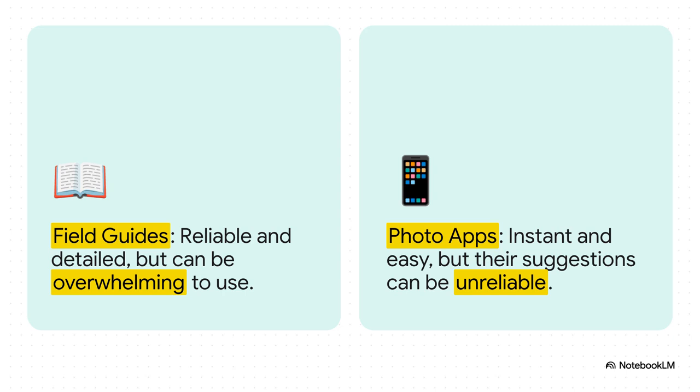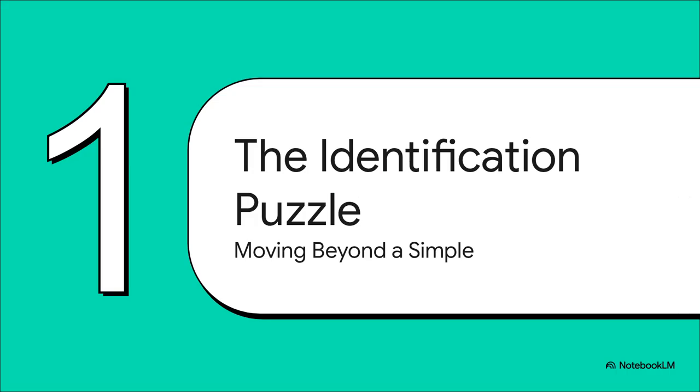Then you've got the photo ID apps. They're instant, they're easy, but wow, their suggestions can be all over the place, totally unreliable sometimes. So what do we do? How do we bridge that gap? Well, in this explainer, we're going to break down some expert advice to give you a much clearer path. Think of it as a shortcut to seeing nature with real confidence. Okay, so let's start solving this puzzle.